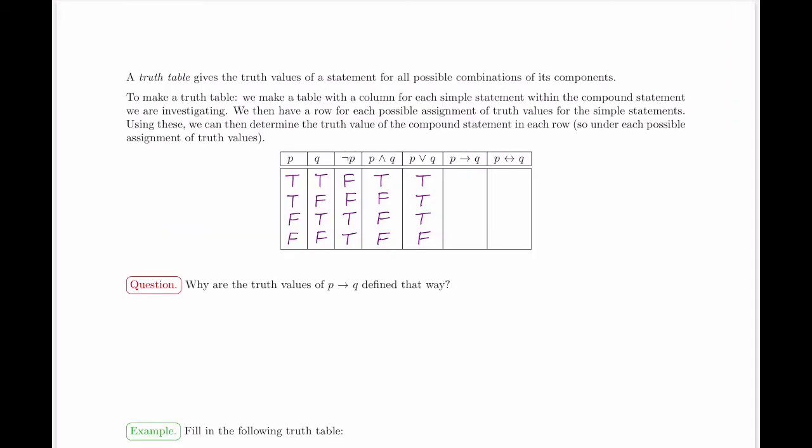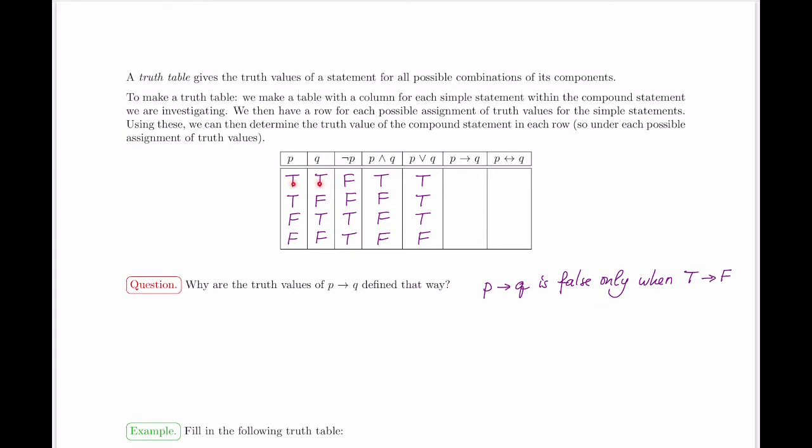The implication P implies Q is only false when it's truth implying false. Let me write this down, in fact. So P implies Q is false only when we have truth implying false. And we will investigate that in a second. But for now, I'm just going to fill out the truth table that corresponds to this rule. So it's only false when truth implies false.